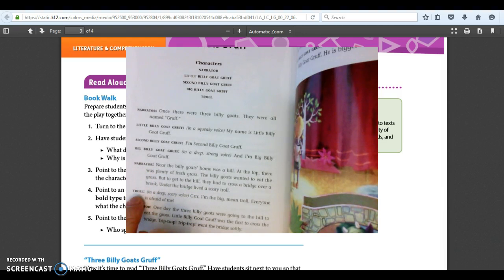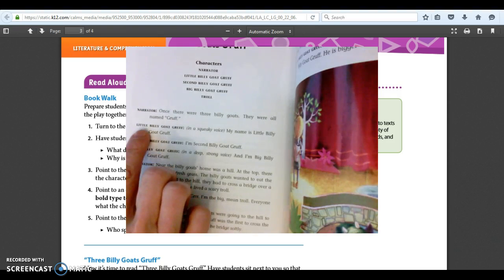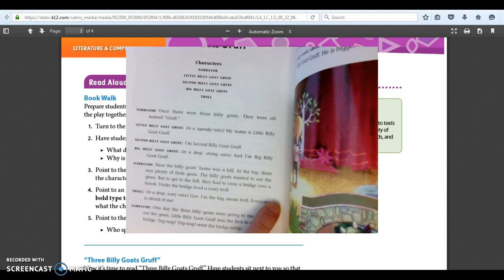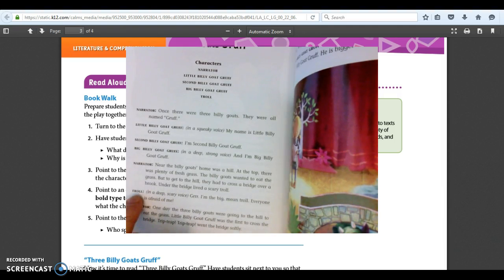The reason that these words are in bold letters is that these are the characters' names, and they are telling us which character is speaking. So the words that would come right after the big bold letters would be what that character is saying. Okay, so if we look at the troll right here, what words is the troll saying?